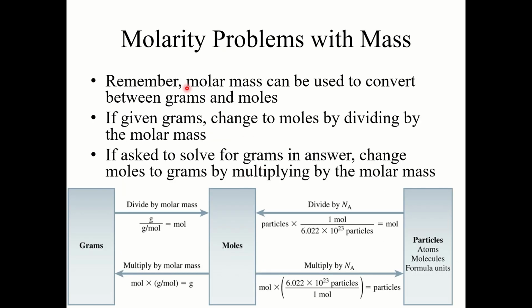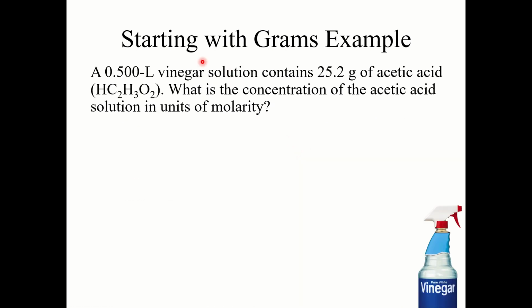Okay, now these previous problems all had the information given to you in moles, but oftentimes you'll be given molarity problems with mass. So remember, whenever you're using molarity, that concentration or that amount has got to be in moles. So you need to use the molar mass to convert between grams and moles. If you're given grams, you need to change to moles by dividing by the molar mass. Now, if you're asked to solve for grams in the answer, first you're going to want to find moles, then change from moles to grams by multiplying by that molar mass. Let's look at an example.